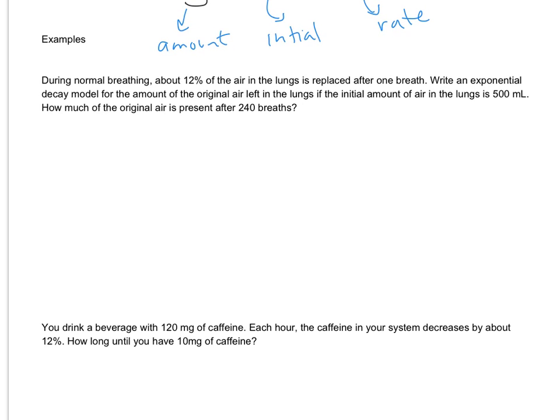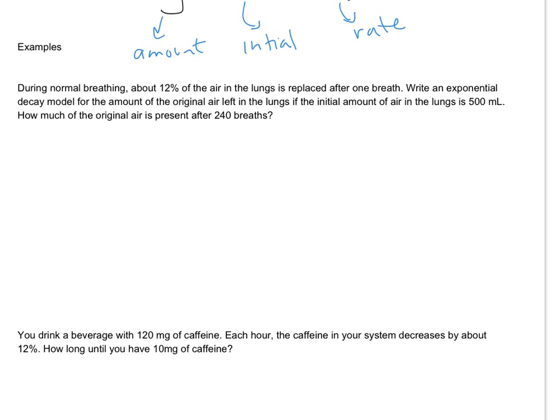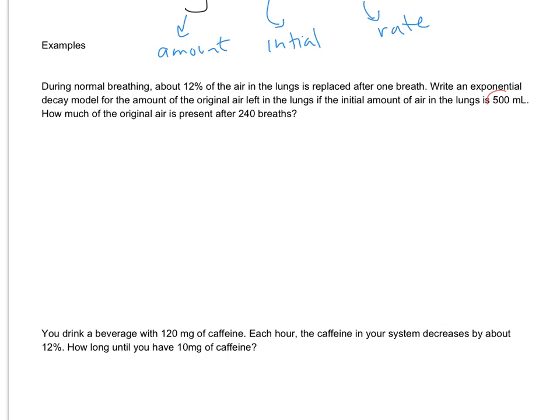Alright, so this says during normal breathing, about 12% of the air in the lungs is replaced after one breath. So we're replacing 12%, so it's going down by 12%. Write an exponential decay model for the amount of the original air left in the lungs if the initial amount is 500. So there's your initial amount, 500. There's your percent it's going down. We want to know how much of the original air is present after 240 breaths.